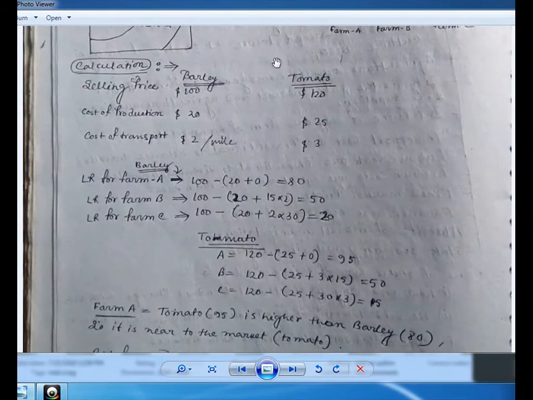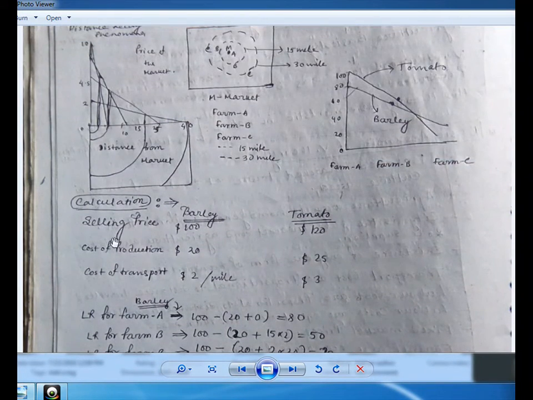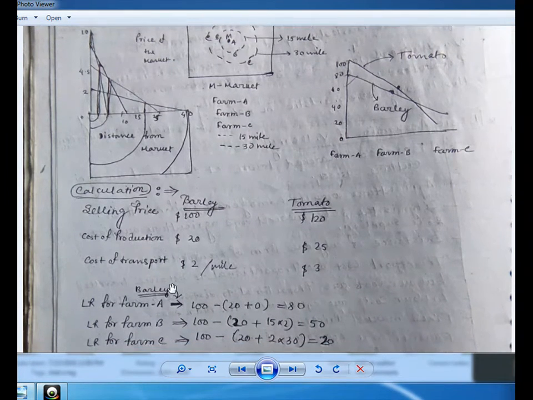Here you can see the calculation. Selling price: barley 100, tomato 120. Cost of production: barley 20, tomato 25. And the transport cost is 2 per mile for barley and 3 per mile for tomatoes. The tomatoes' cost is high all the time.